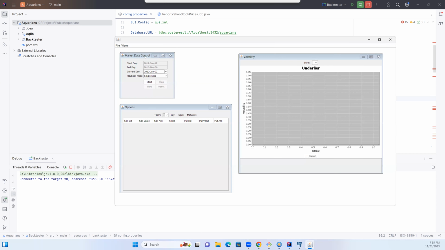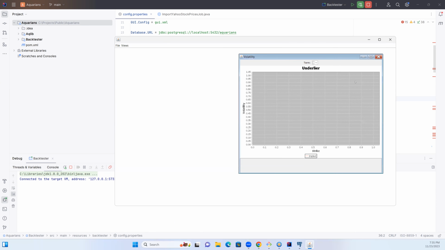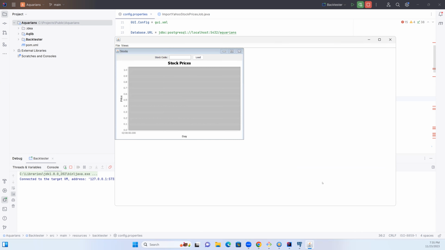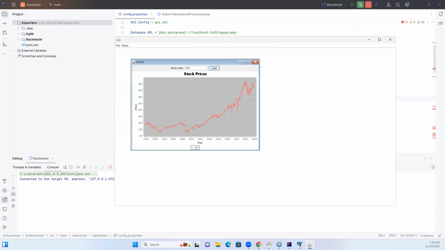We have this, don't need this. This is the default layout. Open the stocks layout and look for SPY. Okay, and we see that it has imported this data from 2000 until now. Looks something like this. So this is real stock data.